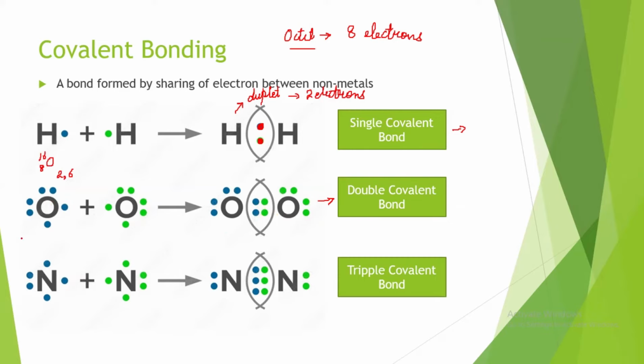Now nitrogen is N-7, that is 14, so it has 5 electrons in its outermost shell. So it needs to complete 3 more electrons. It is going to make a bond with another nitrogen, sharing 3 pairs of electrons like this. And that is why we say that they are forming a triple covalent bond.